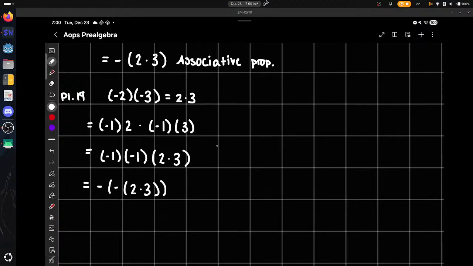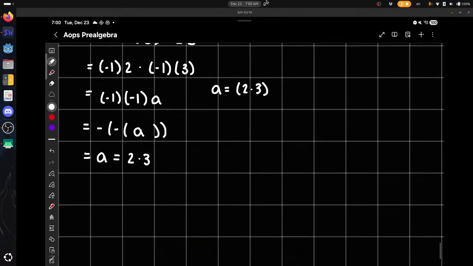Because if we assign this a variable, we can see a pattern. And we say, oh, that's really just A, which when we expand is 2 times 3. And that explains why we get that. So the answer is 6. And problem 20.